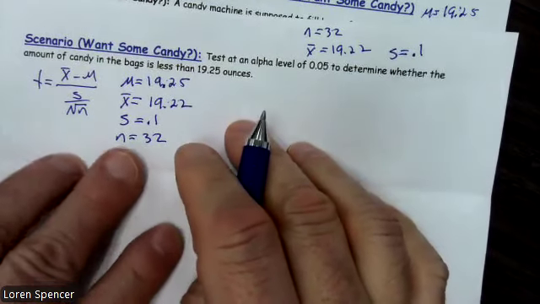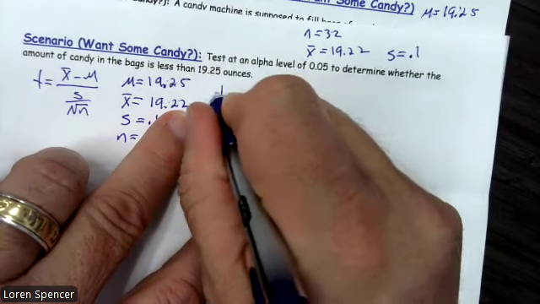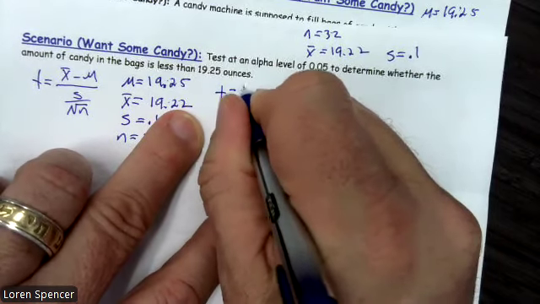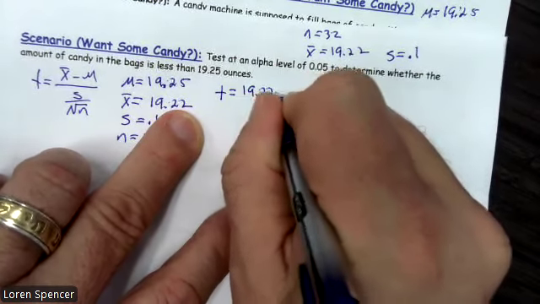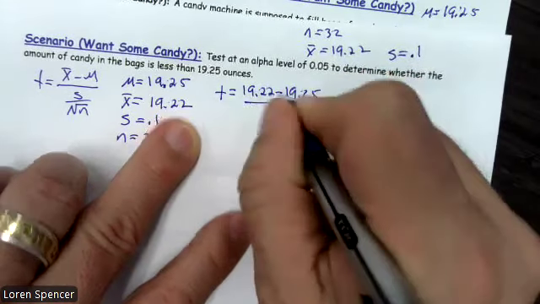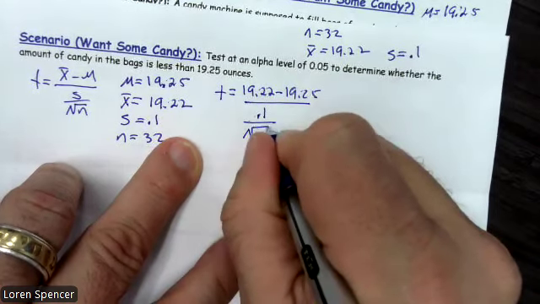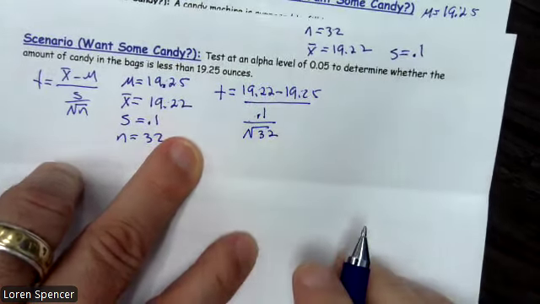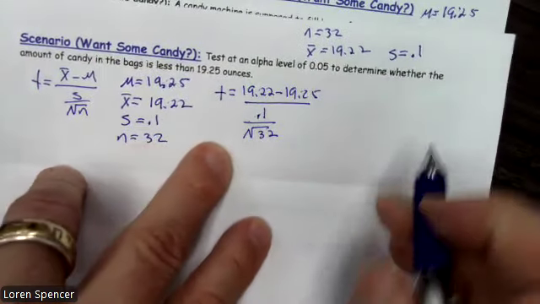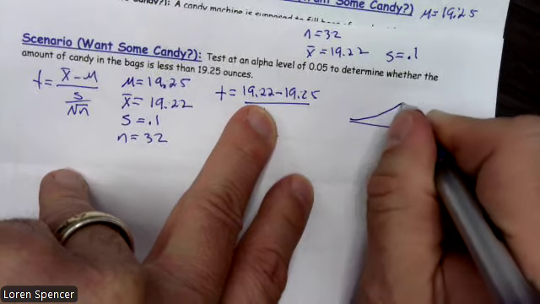So I can go ahead and plug into my formula, and I end up with t equals 19.22 minus 19.25 over 0.1 divided by the square root of 32. I should probably draw a picture of this. My picture is going to look something like this.